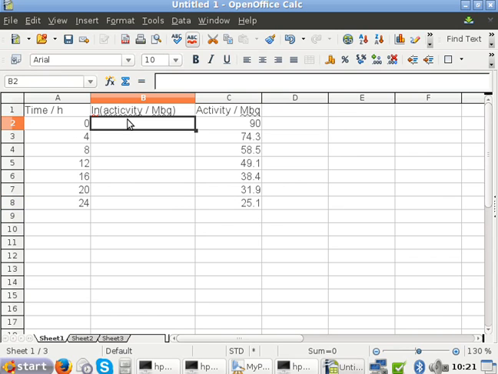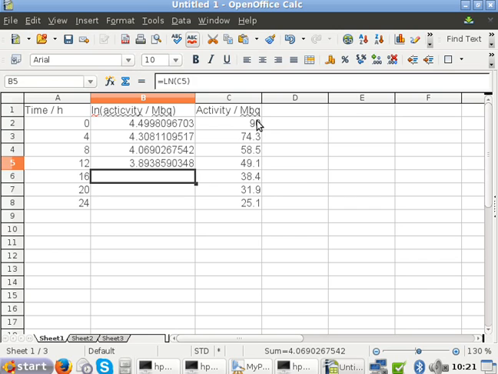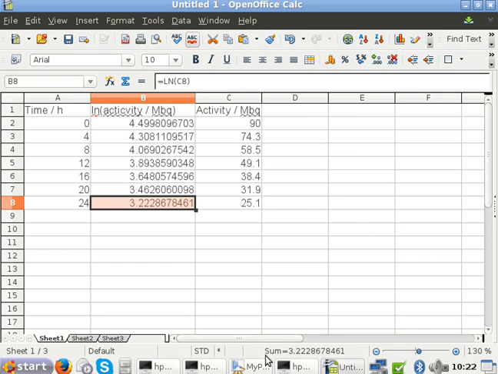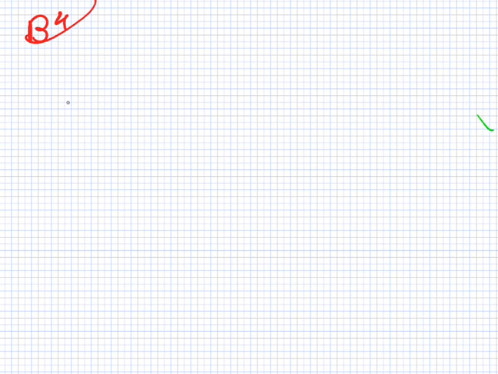So this first question was so easy. All you need to do is get the logs of all of these numbers, yeah? So what was your first number? Did you get 4.49? Yep. And so on and so on. So 2 marks. Now the next part is a tiny little proof, like really basic proof here.